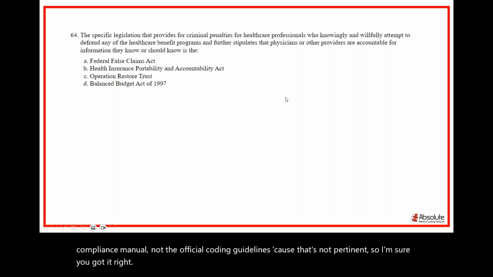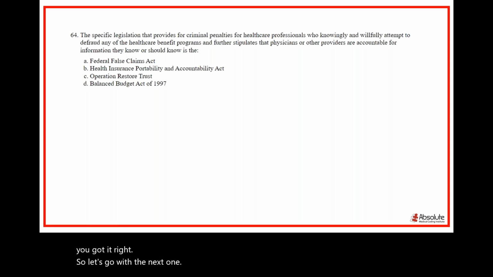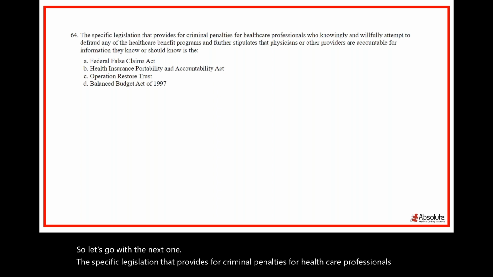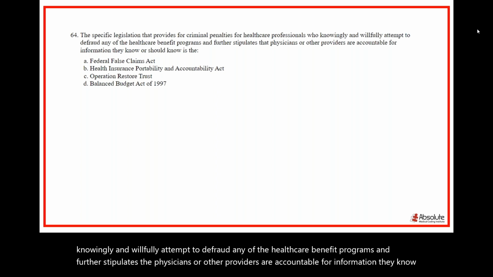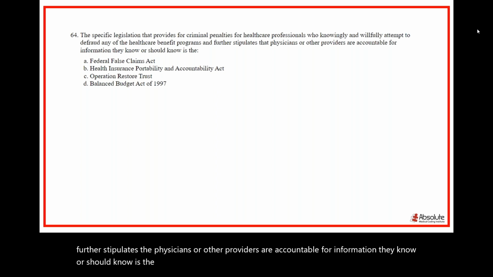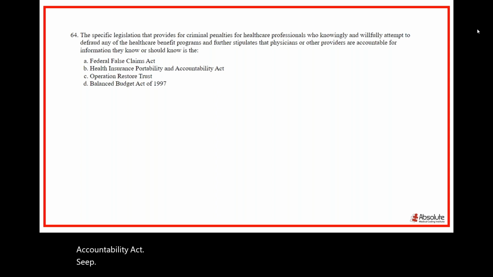So let's go with the next one. The specific legislation that provides for criminal penalties for healthcare professionals who knowingly and willfully attempt to defraud any of the healthcare benefit programs, and further stipulates that physicians or other providers are accountable for information they know or should know, is the A, Federal False Claims Act, B, Health Insurance Portability and Accountability Act, C, Operation Restore Trust, and D, the Balanced Budget Act of 1997. What say you?